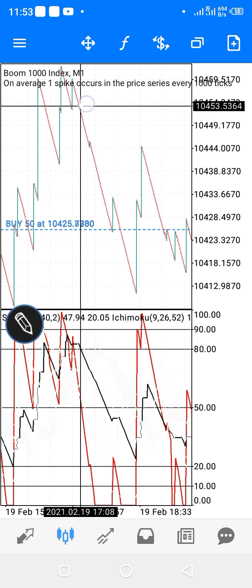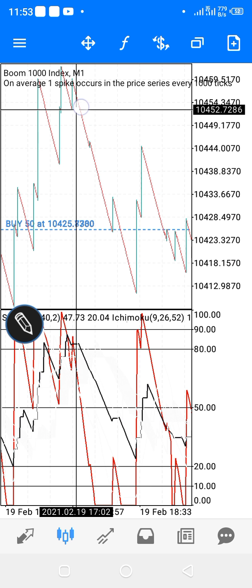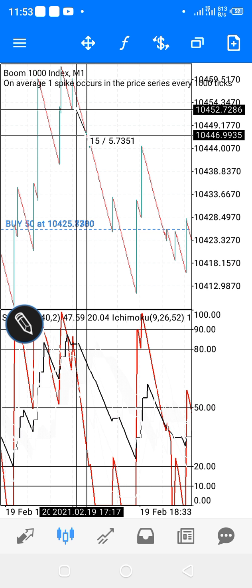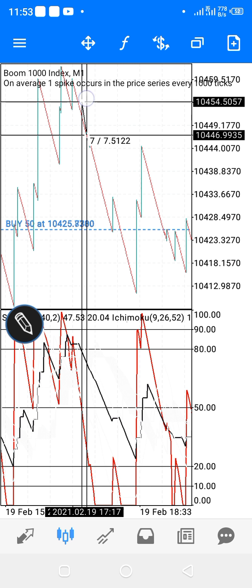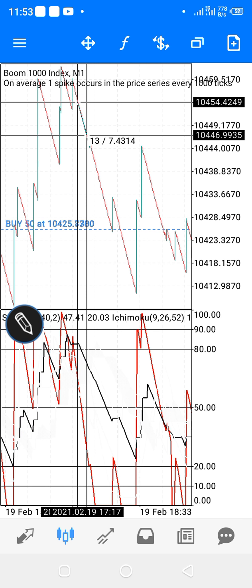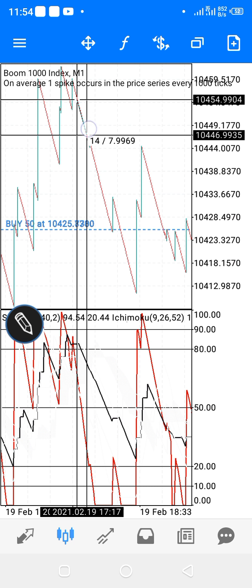And then from this point to this one to here is about 13 pips. I don't do 13 pips. Usually I take about 5 pips.